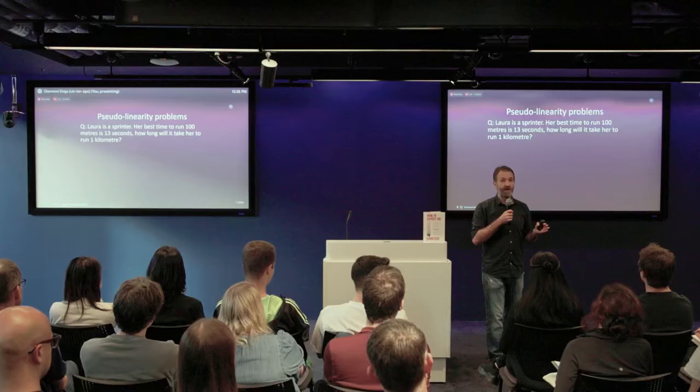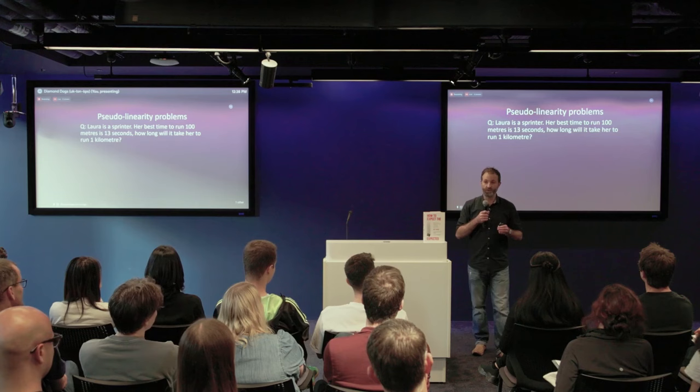And so to try to understand how ingrained this bias is in the way that we think, psychologists ask people what are called pseudo-linearity questions. So they come up with things like, okay, Laura is a sprinter. Her best time to run 100 meters is 13 seconds. How long does it take Laura to run a kilometer? And of course, the answer is, well, the kilometer is 10 times as long as 100 meters, so it should take her 10 times as long. It should take her 130 seconds to run a kilometer. That's the linear answer.